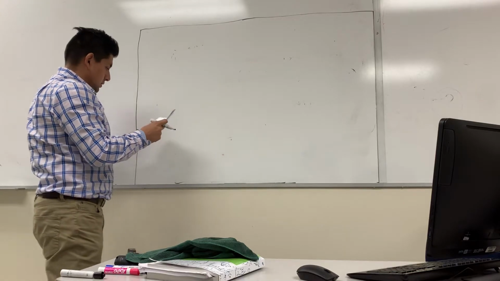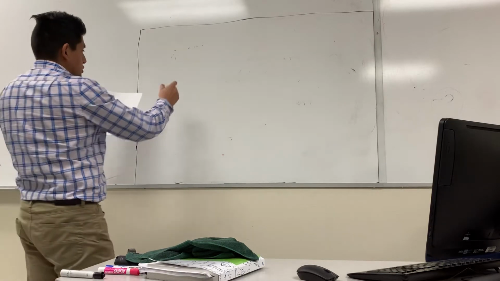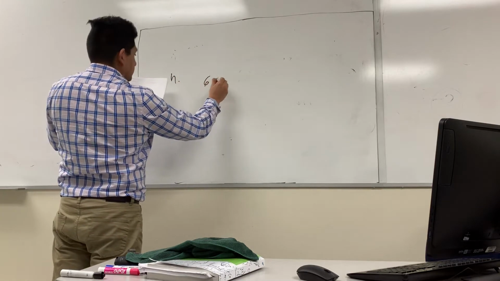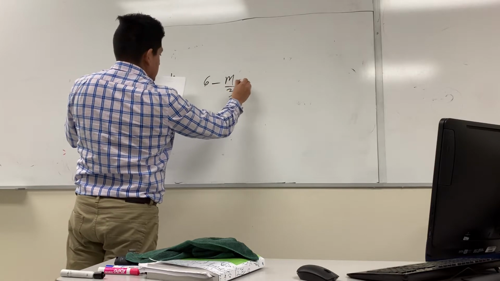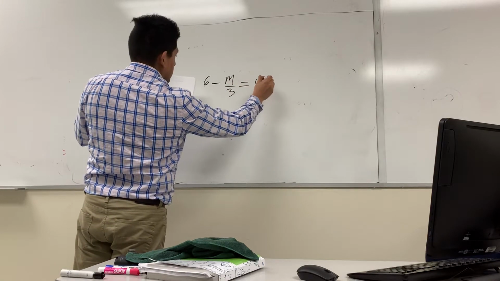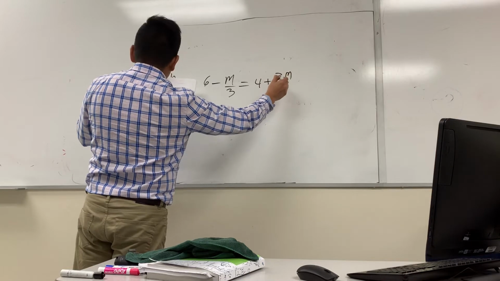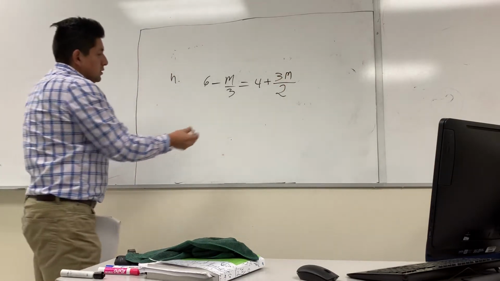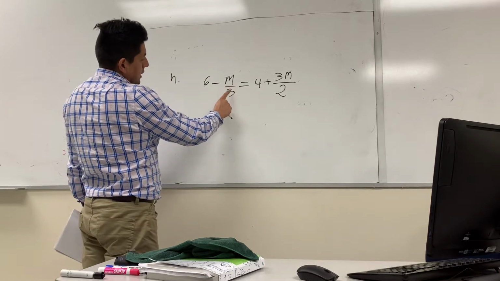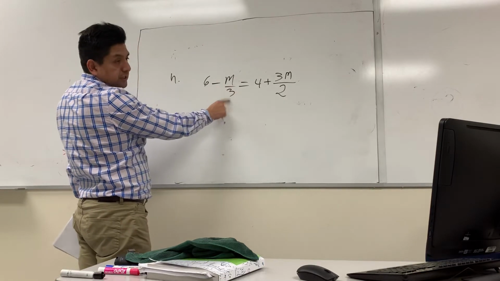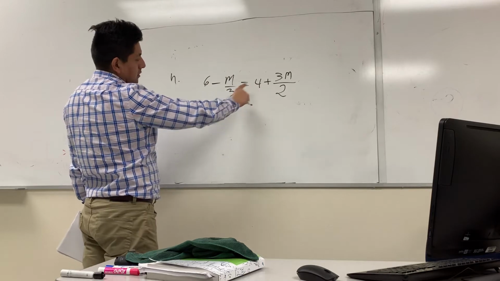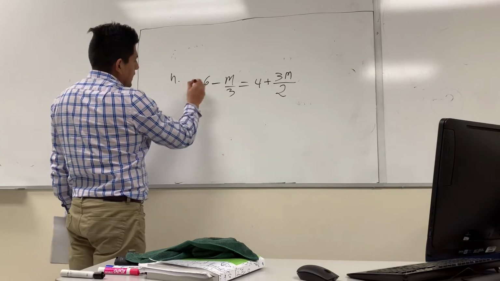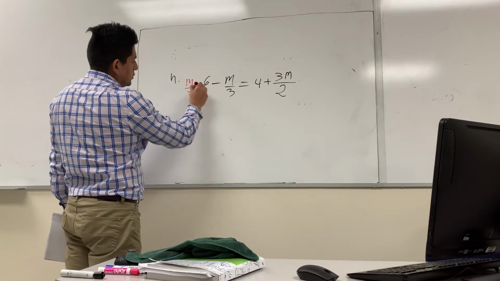So now we are down to h. Let's do h now. 6 minus m over 3 is equal to 4 plus 3m over 2. Okay. So I can bring this minus m over 3 to the other side, adding. In other words, what I'm trying to do is I'm going to add m over 3 to both sides.